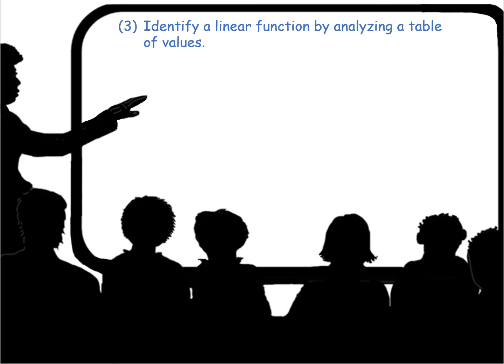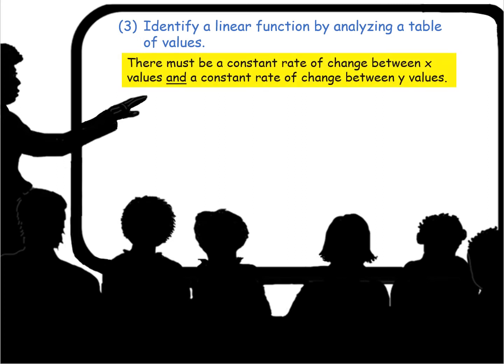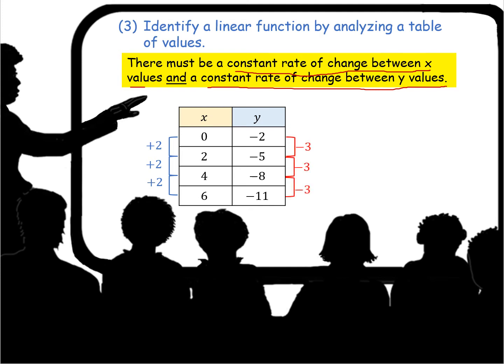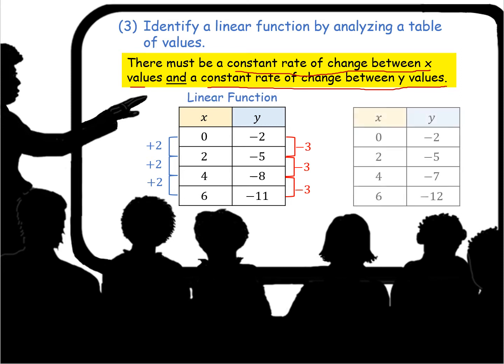Let's identify a linear function by analyzing a table of values. There must be a constant rate of change between the x values and a constant rate of change between the y values. That constant rate of change does not have to be the same for the x values and the y values. The table on the left shows a linear function. You see that the rate of change for the x values is the same, and the rate of change for the y values is the same.